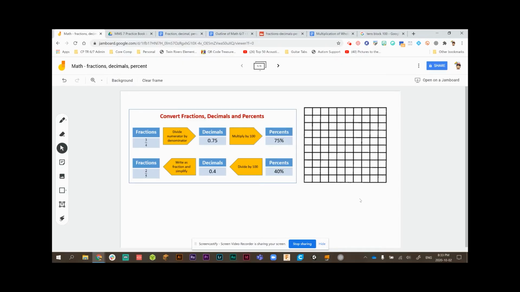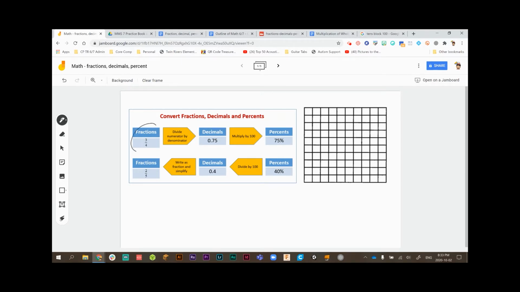Hello everybody, our lesson today is going to be on fractions, decimals, and percents. So the two main things that you're going to always have to look back at is this picture, which will be on one of your Google Docs. And what it is, when we have a fraction here, I'll circle it for us.